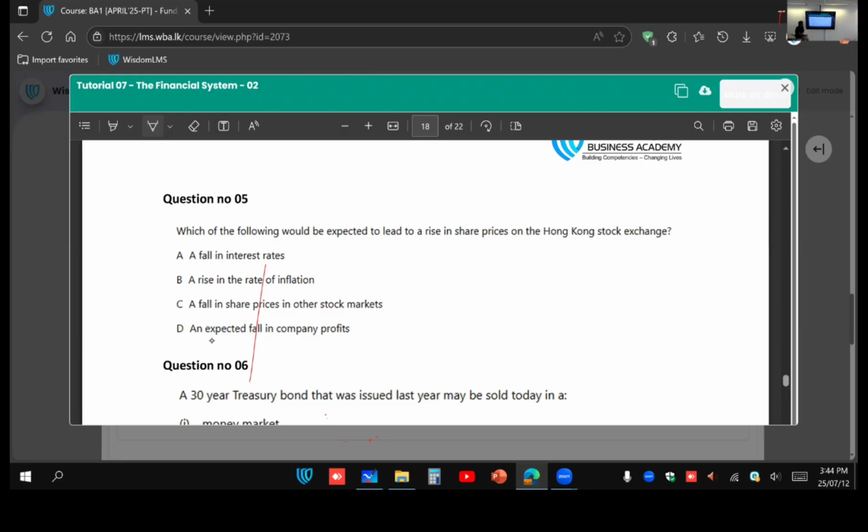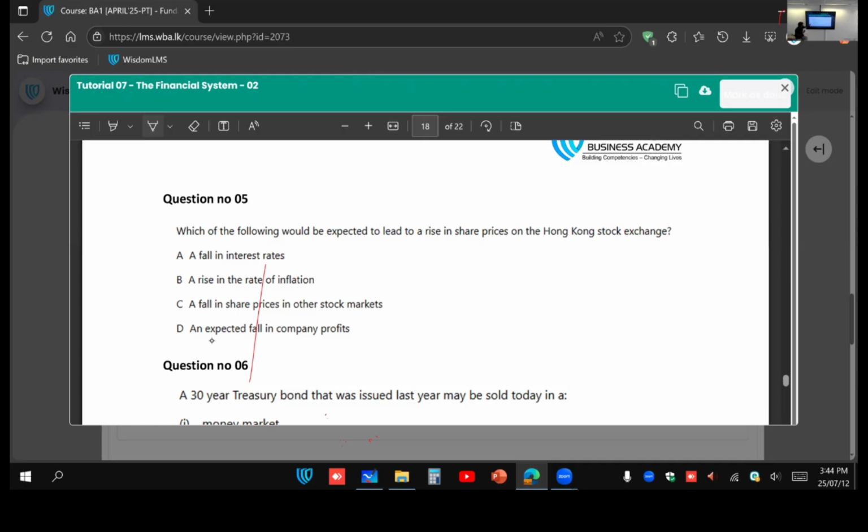A. Fall in interest rates. How does that happen? When the interest rates fall, people spend more, and as a result industry starts developing, and because of that there will be a really good influence on the share prices of the companies, right?